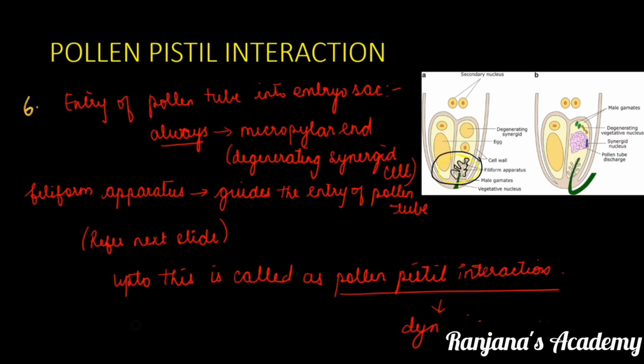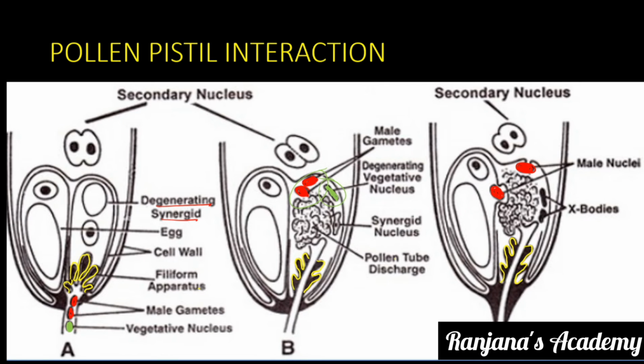And very importantly, you have to know that this is a dynamic process, how the Filiform apparatus guides and how the male gametes enter, and the degenerating vegetative nucleus, after some time it will be lost, it will go off. That nucleus is about to wear off. Now these two male gametes are entering here, one is going here and the other one is going to the outer side. Why is it so? I'll teach you.